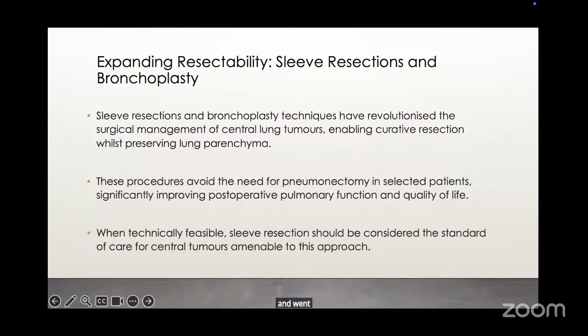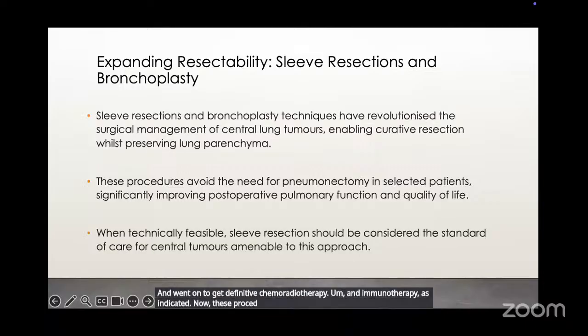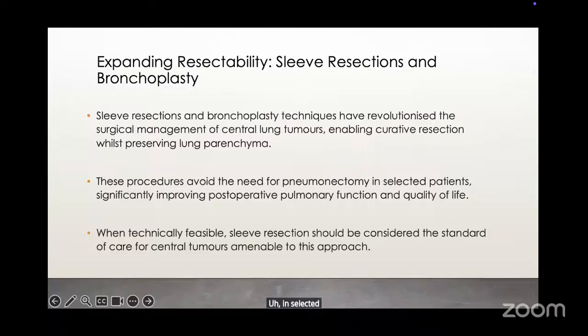Previously, patients who had central tumors which were very close to the carina were deemed inoperable and went on to get definitive chemoradiotherapy and immunotherapy as indicated. Now, these procedures, with sleeve resections and bronchoplasty, avoid the need for pneumonectomy in selected patients, and significantly improve postoperative pulmonary function and quality of life.